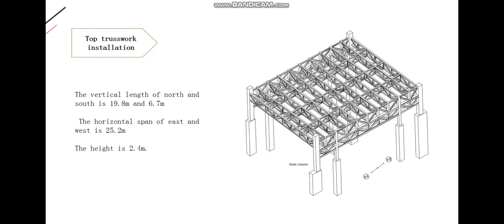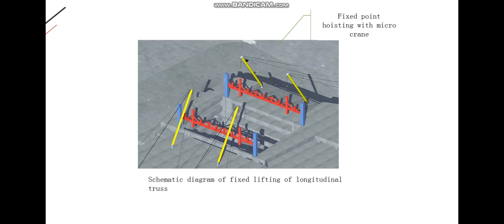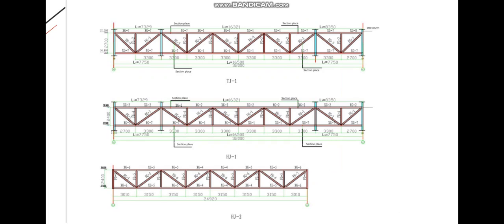The top truss structure is shown in the figure below. The longitudinal length of north and south is 19.8 meters and 6.7 meters, and the horizontal span of east-west is 25.2 meters, and the height is 2.4 meters. Installation method: the transverse truss is lifted by an SN630 tower crane as a whole, and the longitudinal truss is lifted by a micro crane at fixed points. Here are 5 truss sections used in the building.